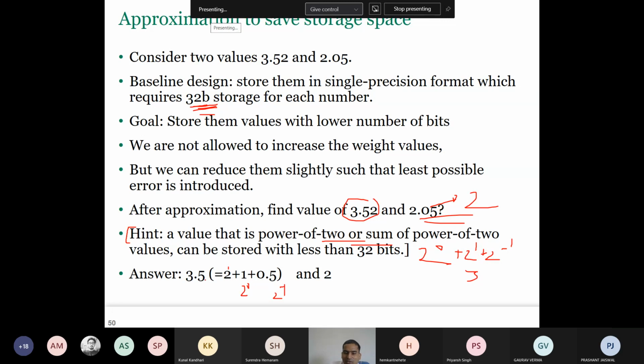Okay. So now you can go back and see this number 3.5 versus 3.52. Which one of them will require fewer bits? That means even if you were to skip the least significant bits, you can represent this number exactly.